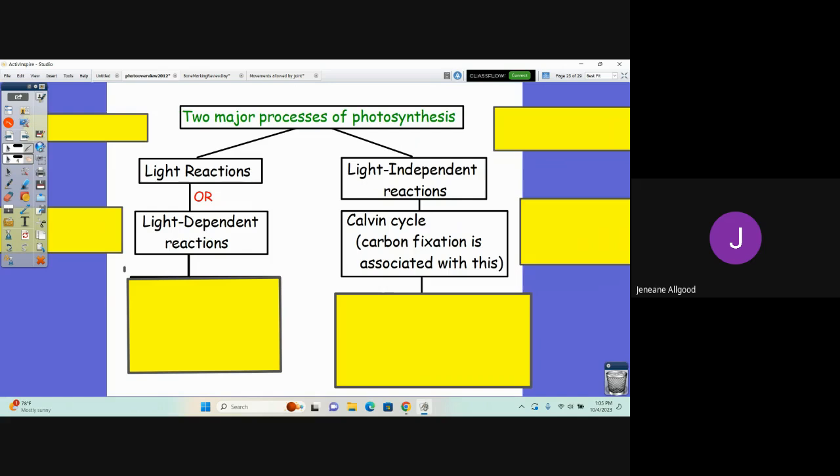And if you've heard the term carbon fixation, it is one part of the Calvin cycle. So those terms aren't really interchangeable, but Calvin cycle and light independent should be interchangeable.